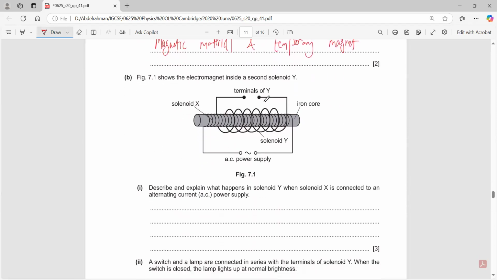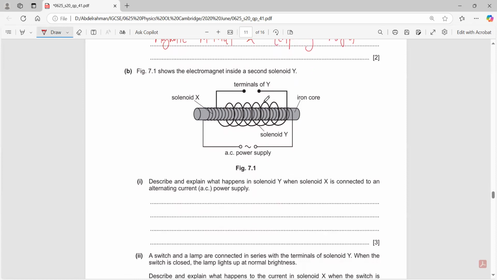Okay, figure 7.1 shows the electromagnet inside a solenoid Y. So you have solenoid Y, and the temporary magnet or the electromagnet inside it. Describe and explain what happens to solenoid Y when solenoid X is connected to an alternating current power supply. I know it might look a bit difficult from the drawing, but honestly, it's a very, very easy solution.